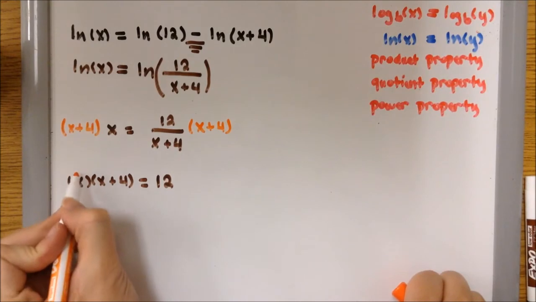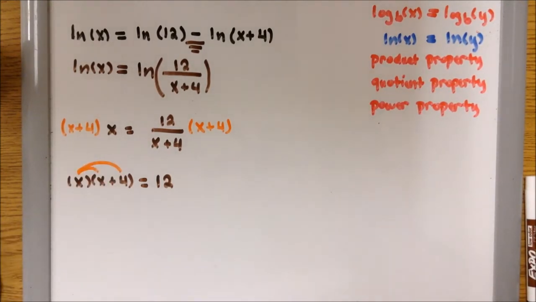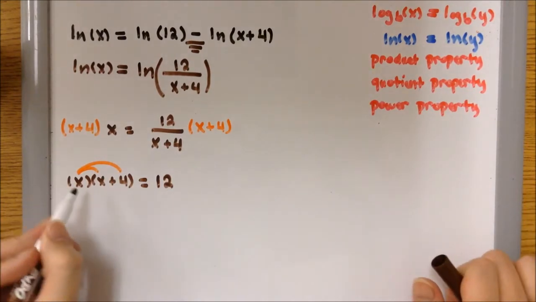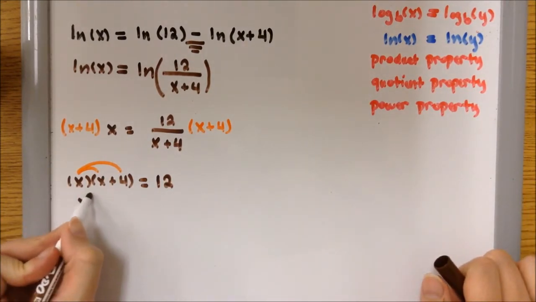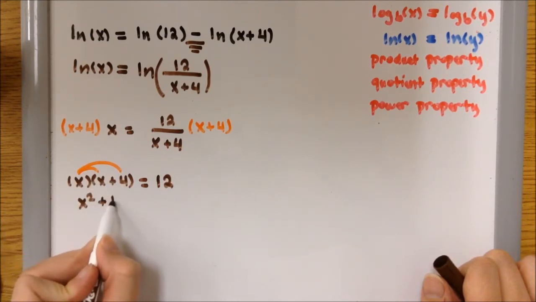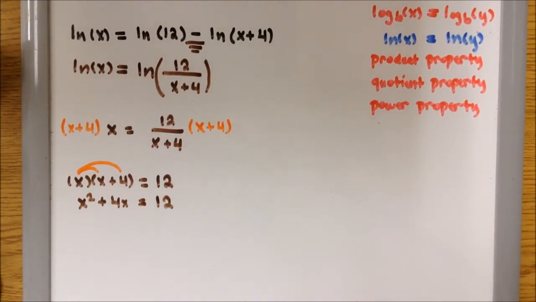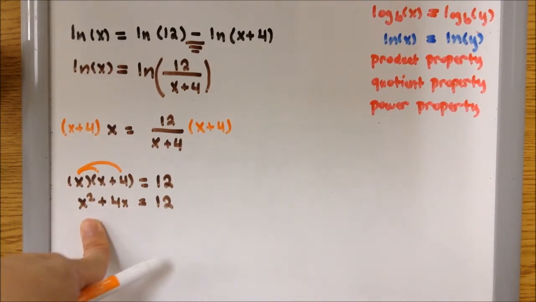So now I'm going to distribute the x, where we're going to have x squared, that's from x times x, and then x times positive 4 is plus 4x equals 12. So in this case, we have an x squared, and that means we're going to have a quadratic equation, extraneous solution, more than one solution. So if we have an x squared, that means that we need to factor.